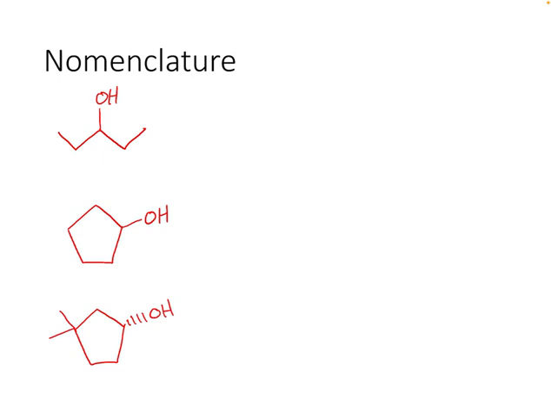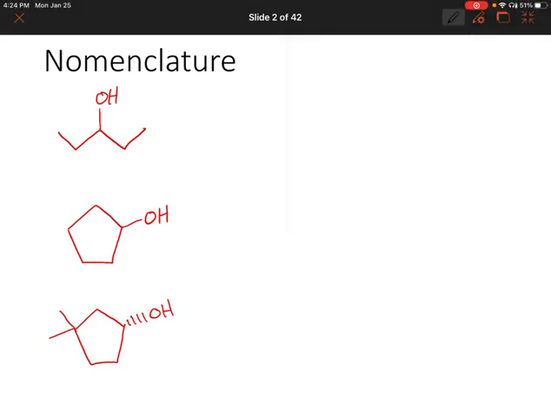So again, the first thing we want to do is identify and name the parent chain. So let's count our carbons in the longest chain. 1, 2, 3, 4, 5. And we want to make sure that the alcohol group has the lowest number possible. Luckily, this molecule is symmetrical, so either way we number it, the alcohol group is at position 3.